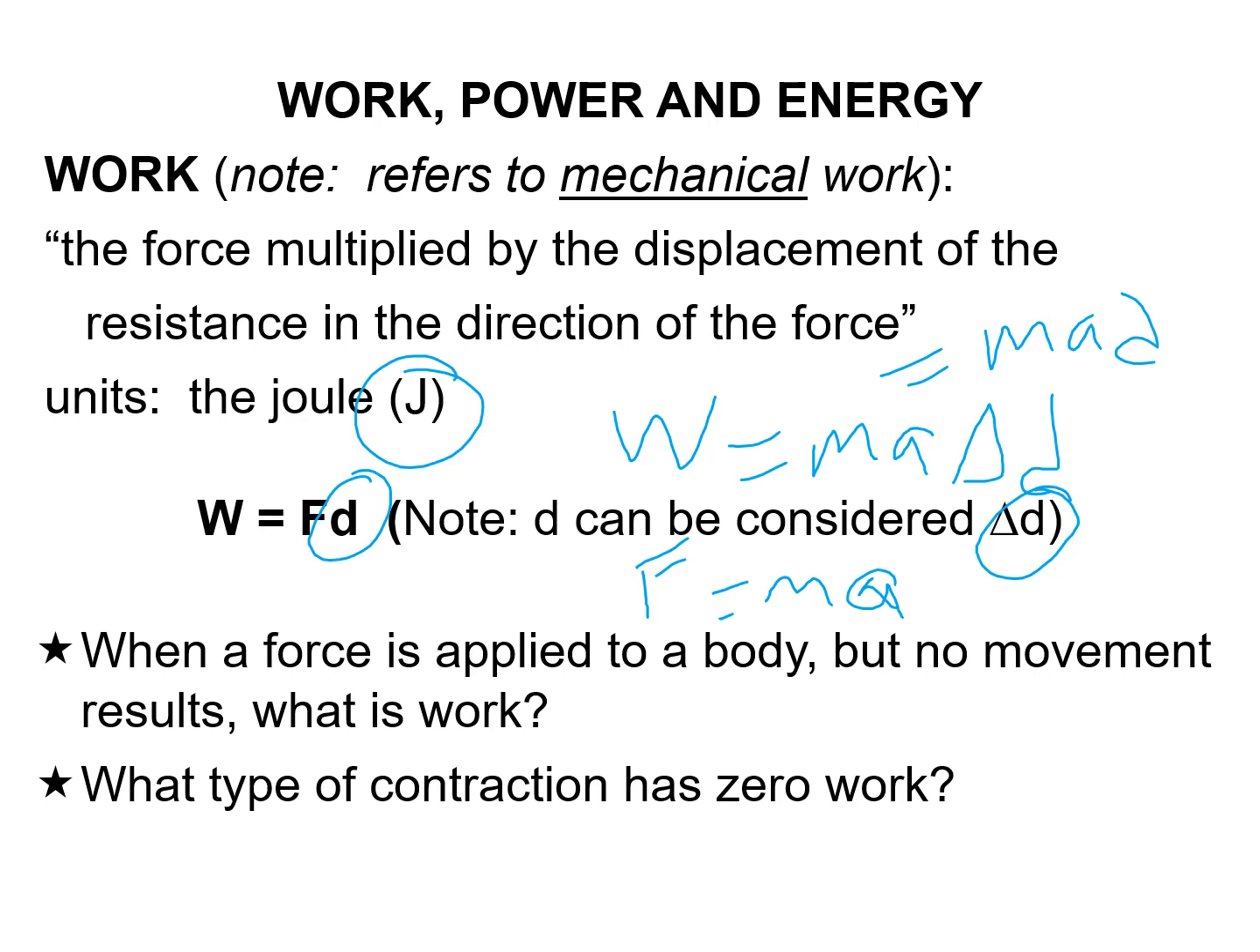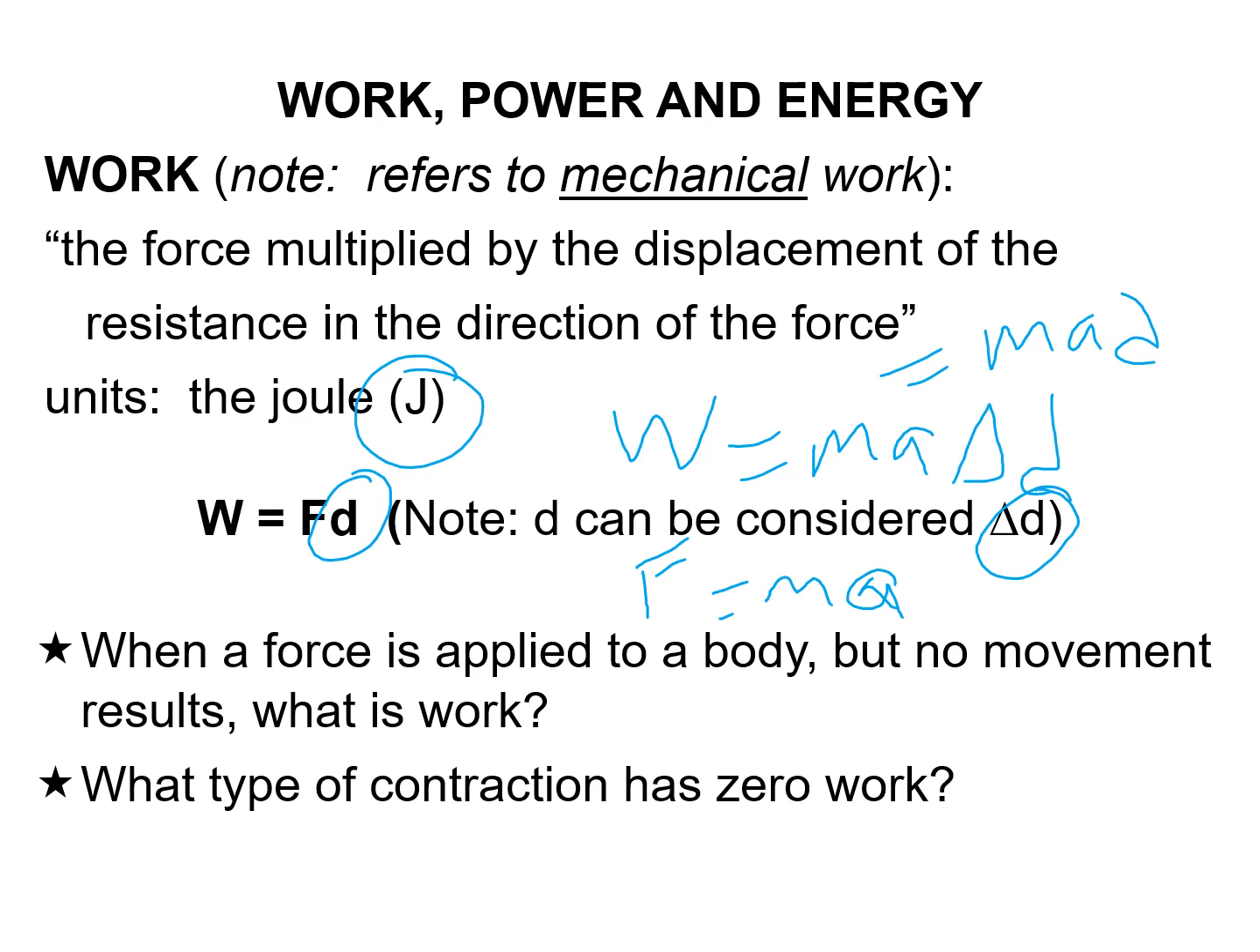What type of contraction has 0 work? Well, we have our 3 types of contraction. We have a concentric contraction, an eccentric contraction, and an isometric contraction. In a concentric contraction, the muscle moves towards its center. In an eccentric contraction, the muscle moves away from its center. So in an isometric contraction, remember iso means same, metric means length. There's no change in length in an isometric contraction. So there's 0 displacement. So in an isometric contraction, there is 0 work being performed.